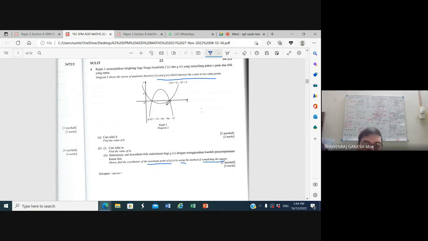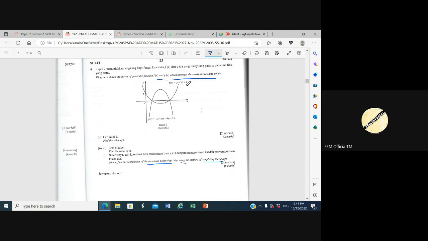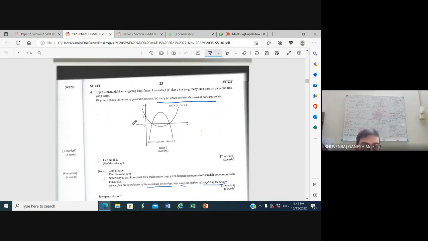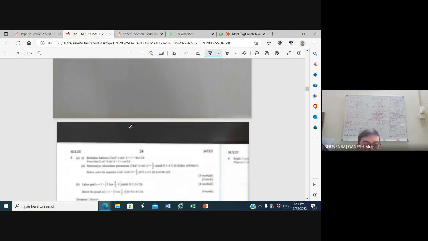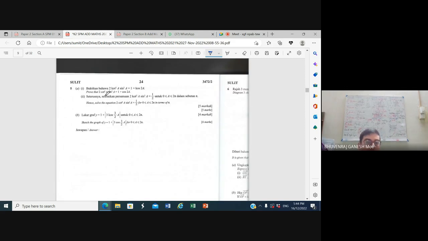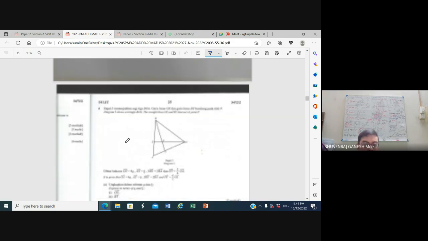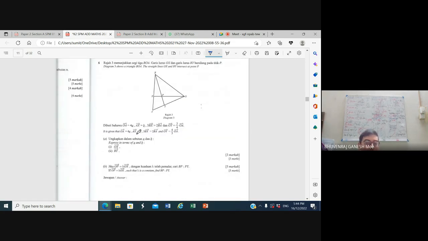Yes, I think it's a bit easy. Yeah, so you can see SPM is easier actually. Trigo, proving, yeah, it's okay. Now the graph is okay. This one also is okay. This question, vectors, okay, I think so. So normally, we'll see something like this in the exam. Yeah, so I told you SPM level will be easier actually.